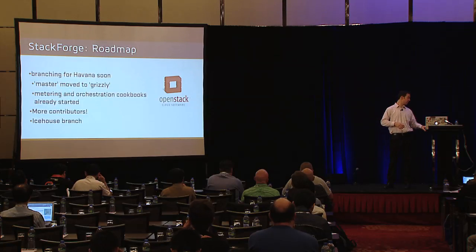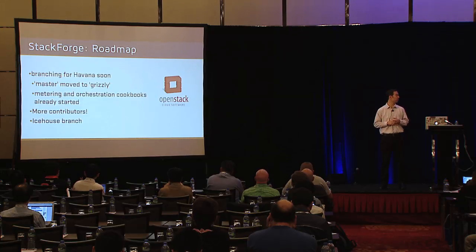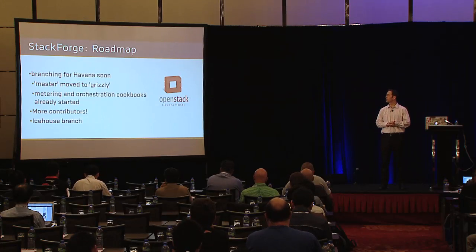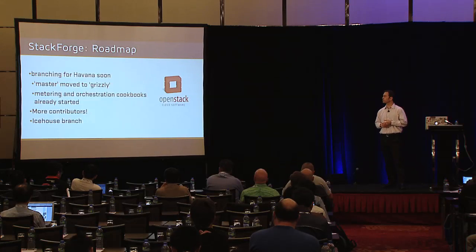As we see on the next slide, this is the StackForge roadmap. We've had discussions about branching for Havana. I think it's been submitted up to the masters of StackForge to branch our stuff for us. I don't think we can do it ourselves. The current master branch will be renamed to Grizzly, and master will become Havana. The metering and orchestration cookbooks are already there, and so they will become officially part of the deployment.